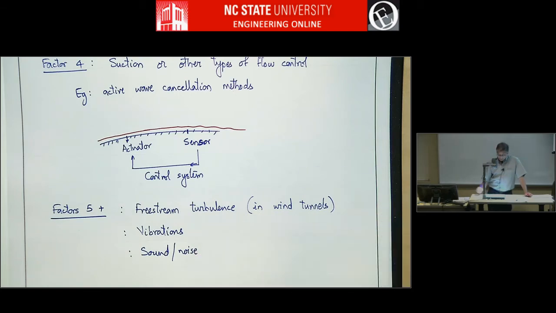And then if you have vibrations, so on an aircraft, if you design an aircraft with NLF airfoils, but then there's so much vibration, maybe the metal skin is vibrating due to just the way the setup is, then that could cause the laminar boundary layer to become turbulent. And then you could have sound and noise. So these are all different factors that affect laminar boundary layer transition. Okay.